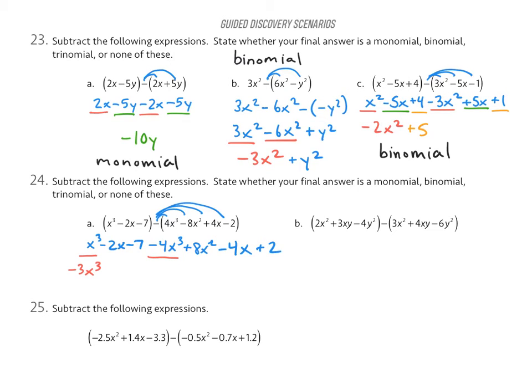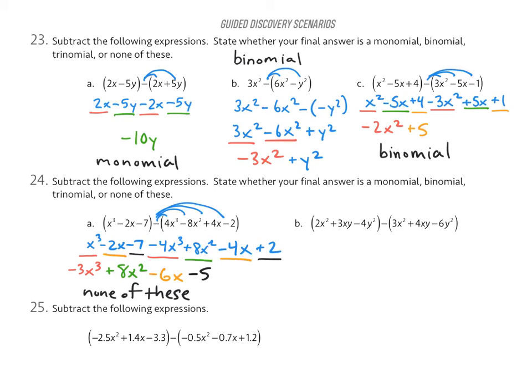The next highest exponent is this term 8x squared, 8x to the second power. And there's only one term like that, so I will just bring it down, plus 8x squared. Now we can look for terms with x. There's a minus 2x and a minus 4x. Minus 2x minus 4x is minus 6x. And lastly, the constants, minus 7 and plus 2. Negative 7 plus 2 is negative 5, so I can write minus 5. There are no other terms that I can combine, so I have a 4-term expression, which is none of these, or you could just say it is a polynomial, but we'll just say it's none of these for now.